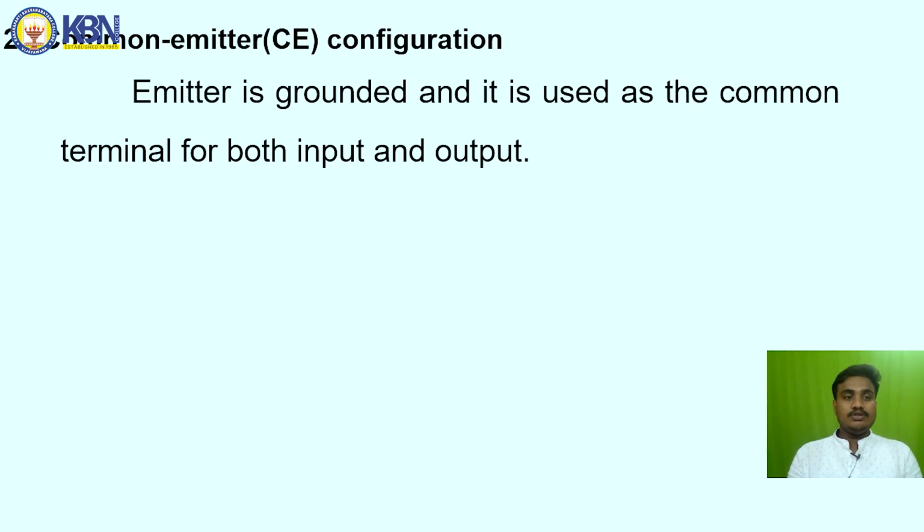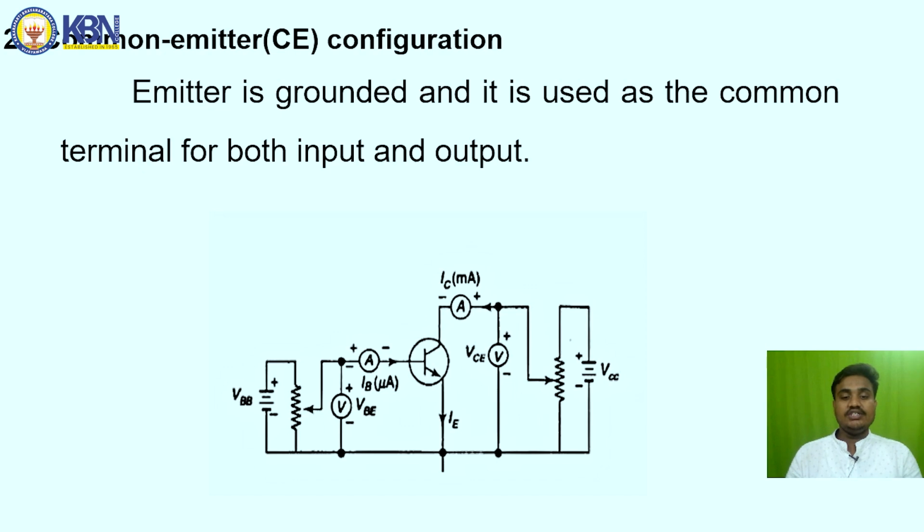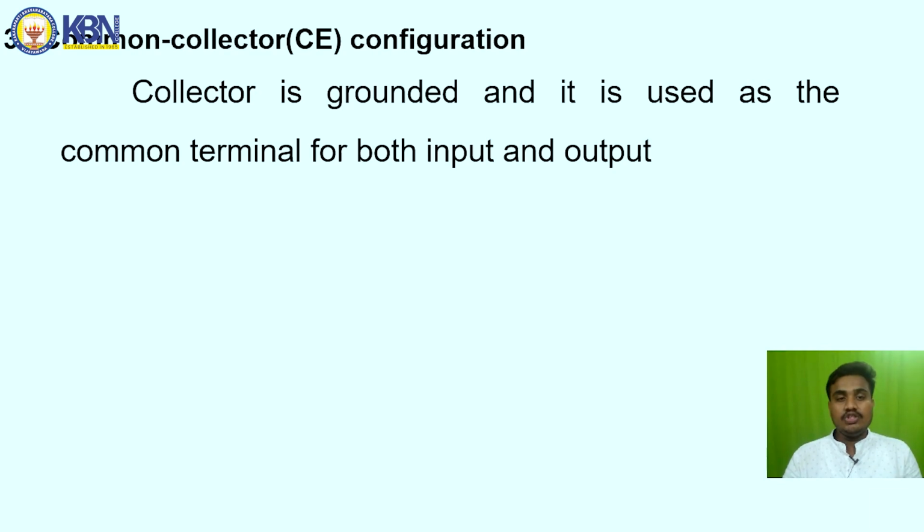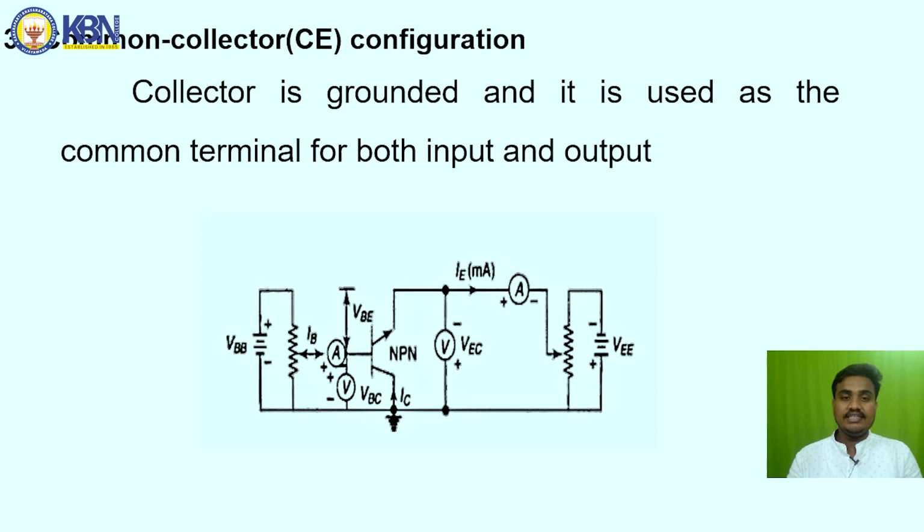And coming to the second one, common emitter configuration. Similarly as in the CB configuration, in the CE configuration the emitter is grounded. The emitter terminal is common for both input and output purposes. Coming to the common collector configuration, the collector is connected to the ground and it is used for both input and output terminals.